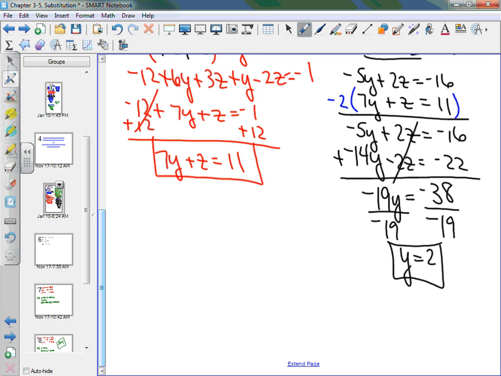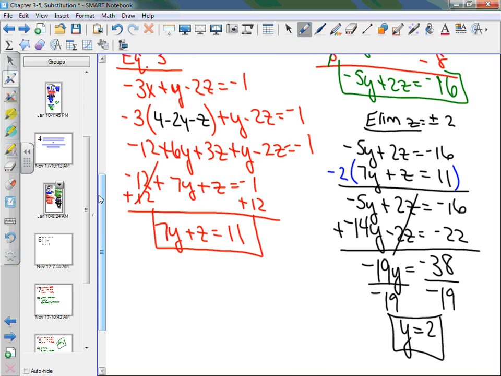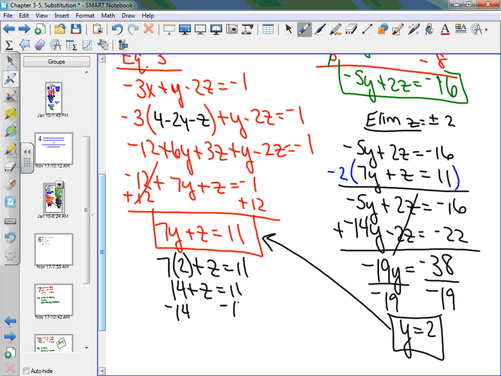Now I found y. Now what should I find? I'm going to go over to the red equation, the red box, and I'm going to plug in what I know, because I want to now find z, correct? So I have 7 times 2 plus z is equal to 11. So 14 plus z is equal to 11. Subtract the 14. Z is equal to negative 3. I found y and I found z.